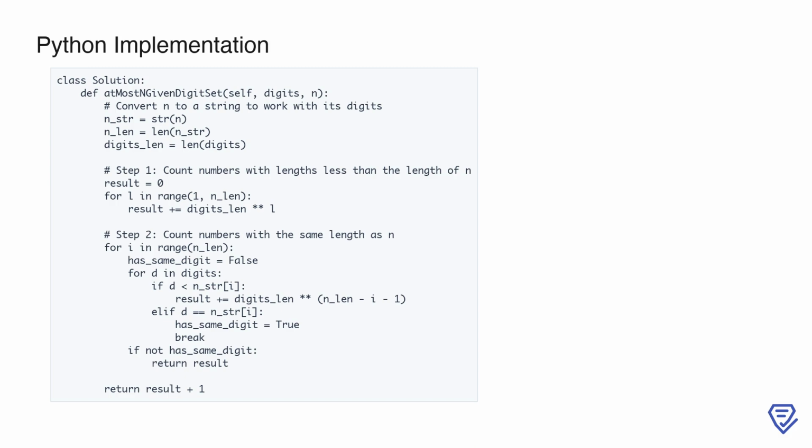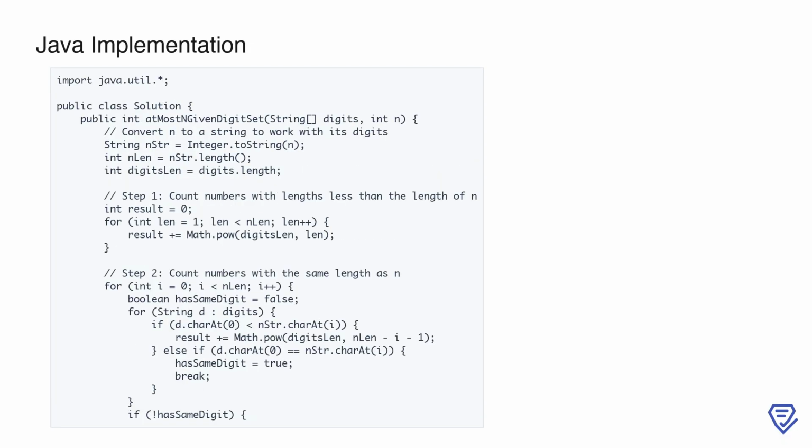For the final adjustment, if all the digits of n are matched, we include n itself as a valid number by adding 1 to result. This approach ensures that all possible numbers are counted efficiently without generating them explicitly. The time complexity is proportional to the length of n and the size of the digit set, making it highly efficient for large inputs. Here, we're implementing the solution to determine how many numbers less than or equal to n can be formed using the given digit set.